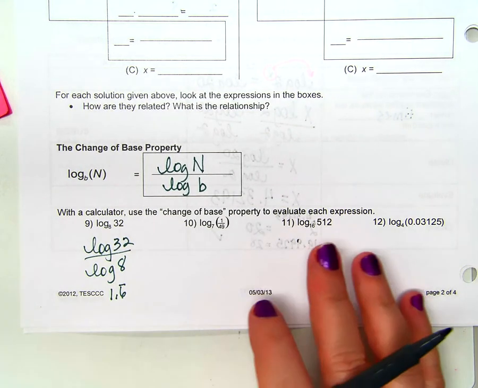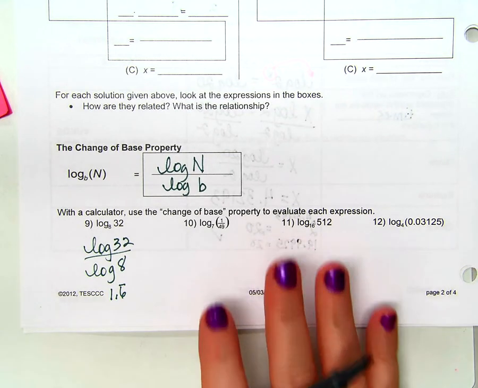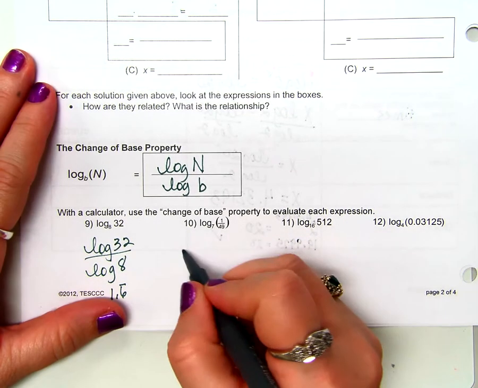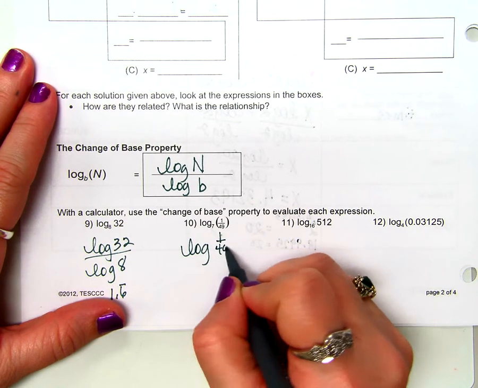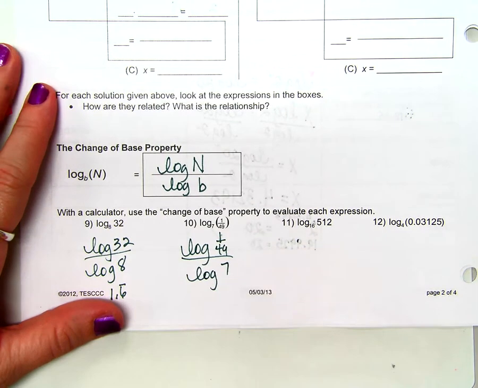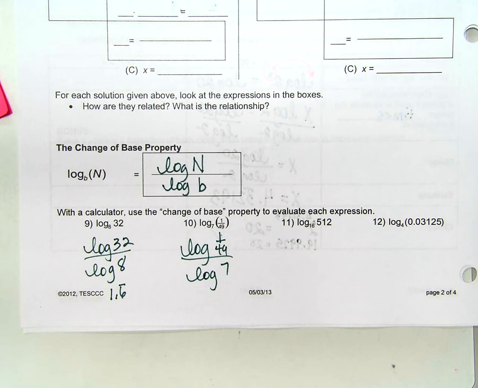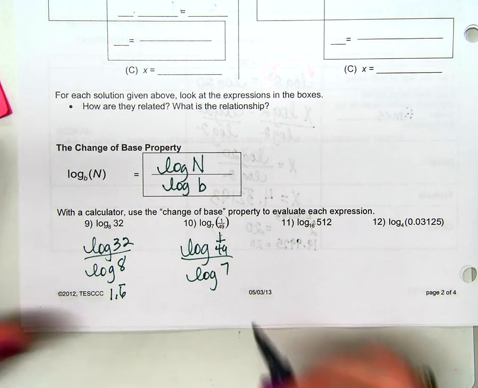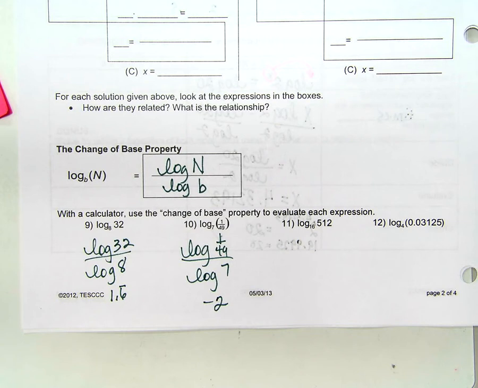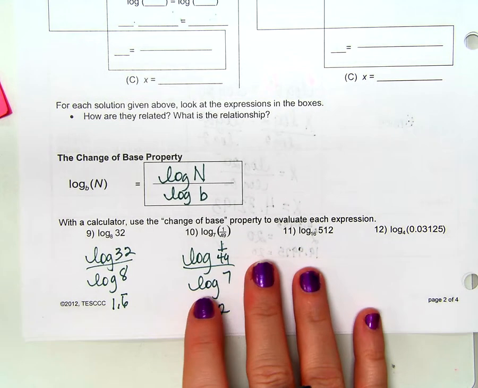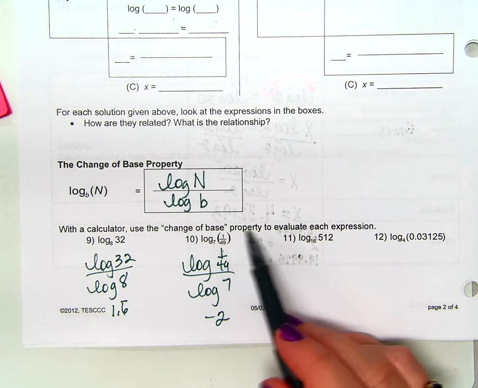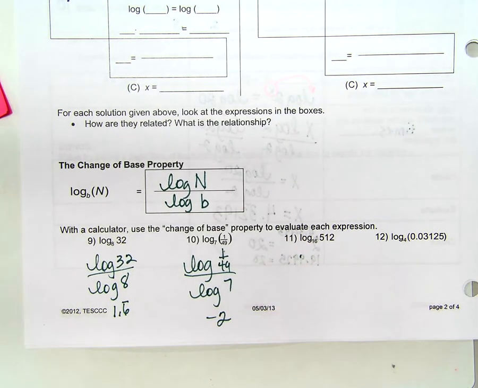Okay? Do we need to do any more of those, or you got it? Absolutely, you can keep the fraction in. No, you can keep the fraction in. Okay? And if you did that one, you'd get -2. Okay? Any questions about that? Yeah, because 7 to what power would be 1 over 49? 7 squared would be 49. To make it 1 over 49, it would be negative.